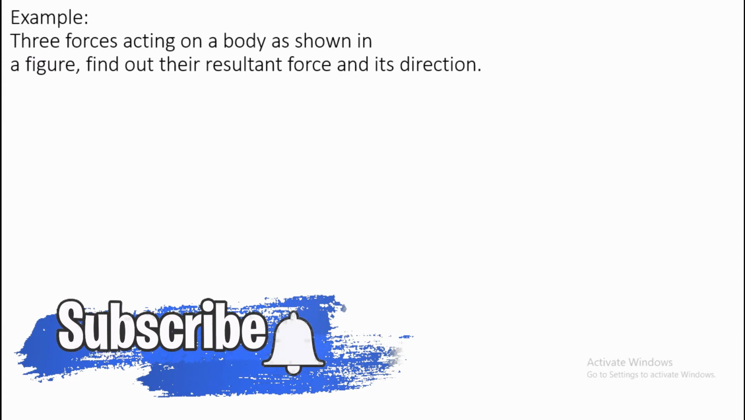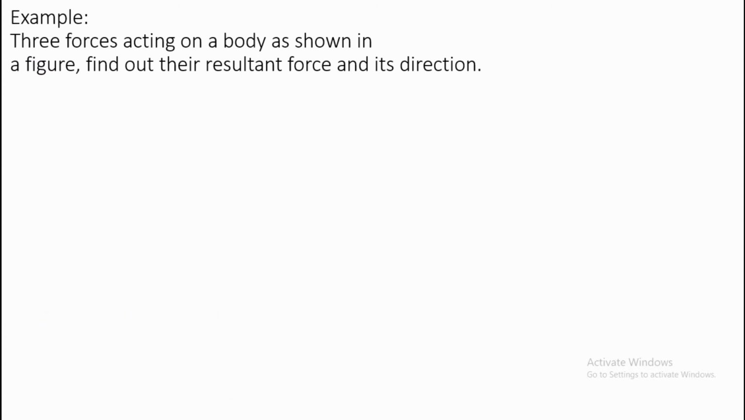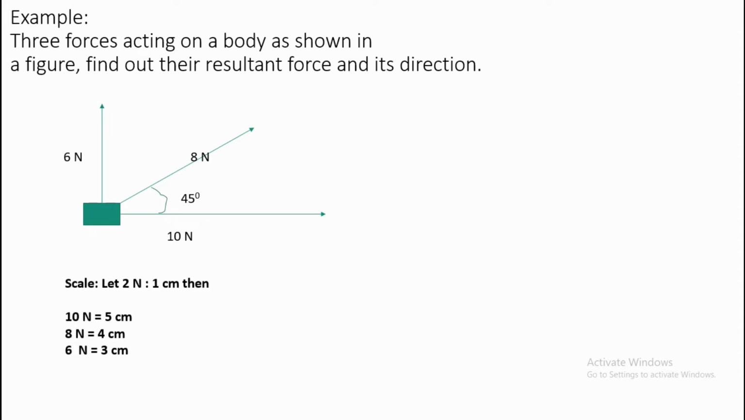Let's discuss the head-to-tail rule with an example. Consider three forces acting on a body as shown in the figure. One force is 10 Newton, which is along the x-axis. The second force is 8 Newton, which is making an angle of 45 degrees with the x-axis. And the third force is 6 Newton, perpendicular to the x-axis. Now what we do, first we scale the forces. We take a scale according to our own choice. For example, we consider that 2 Newton is the same as 1 centimeter. Then 10 Newton will be 5 centimeter, 8 Newton will be 4 centimeter, and 6 Newton will be 3 centimeter.